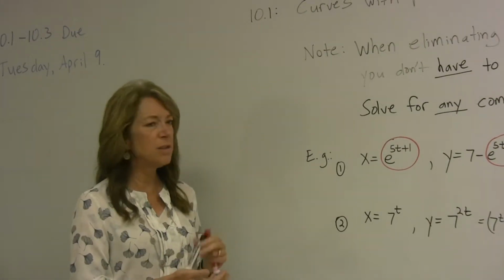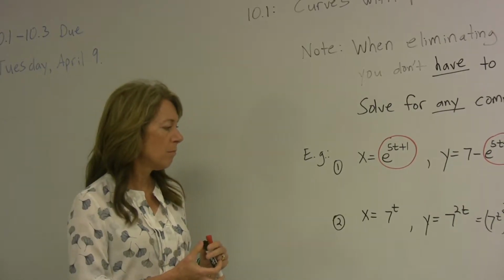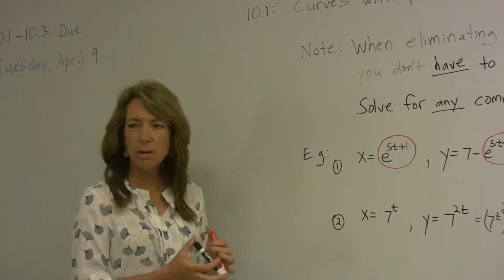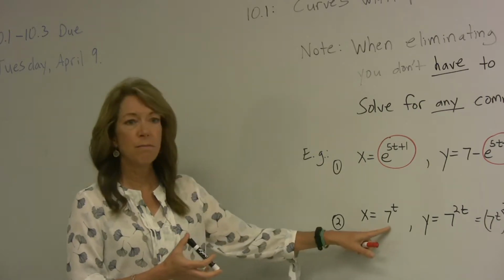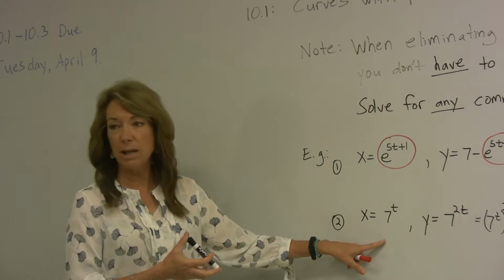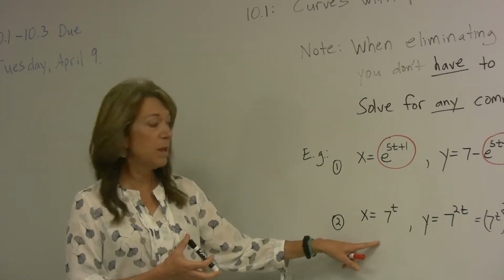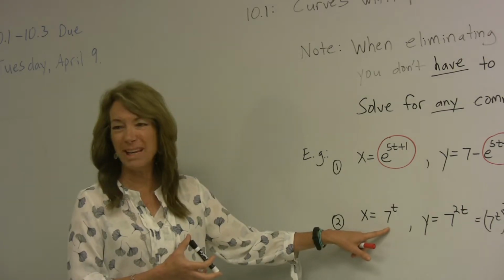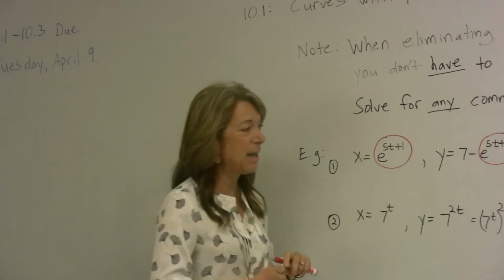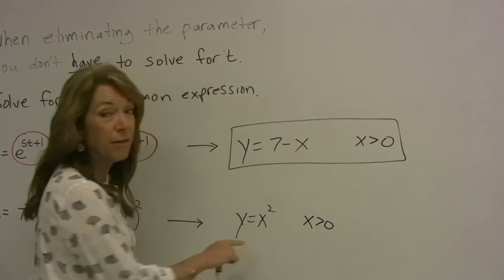Are there any restrictions in this case? Anything that x has to be positive, negative? Can x be anything? Will I get negative x's here? Sebastian's over there going, nope. Same problem, right? You can't raise 7 to a power and get a negative answer. So again, x has to be greater than 0. So it's only the right half of that parabola.